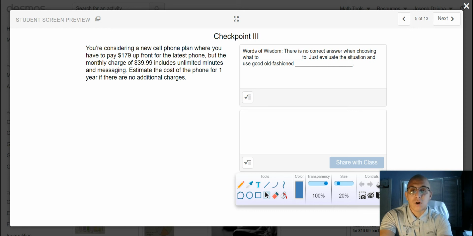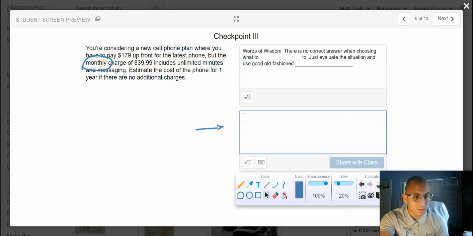So there are certain things to consider with the phone plan. We have the registration fee here, $179. We have a monthly charge of $39.99. That is key. That $39.99 is most likely not going to be a one-time fee. So please make sure that you demonstrate your work in this box, making certain to use our math type button and all the function keystrokes.